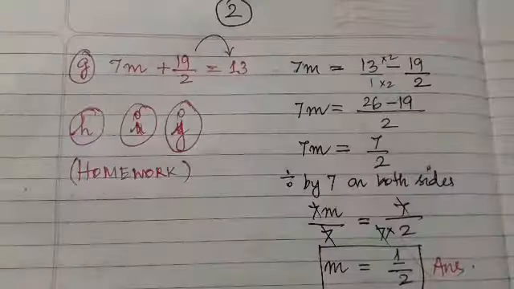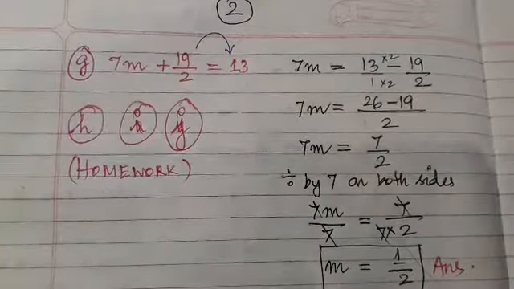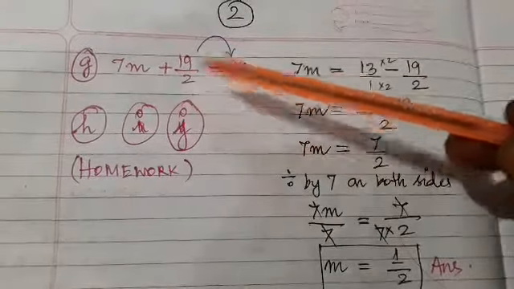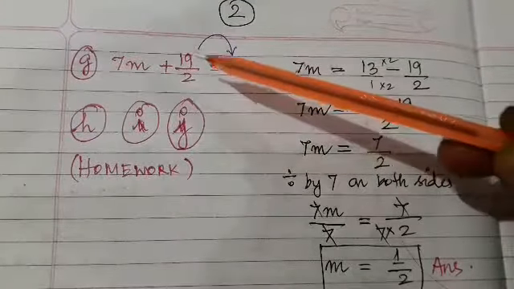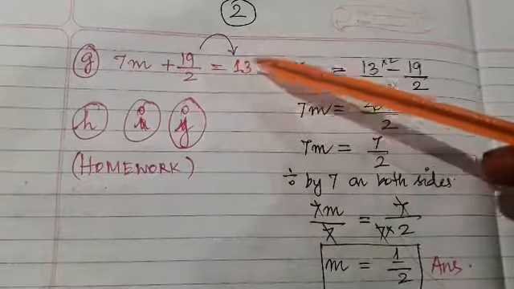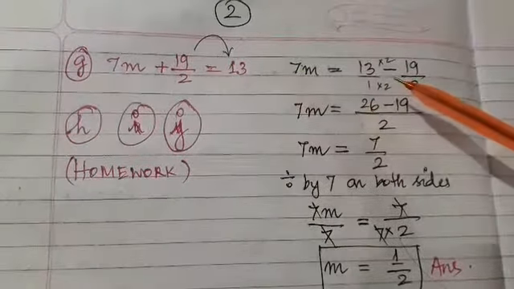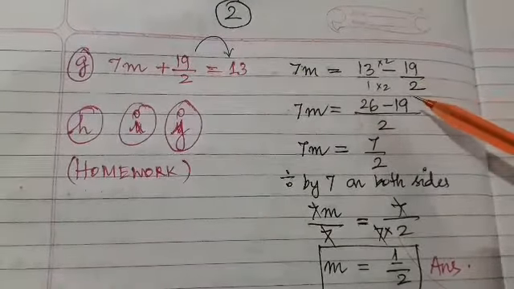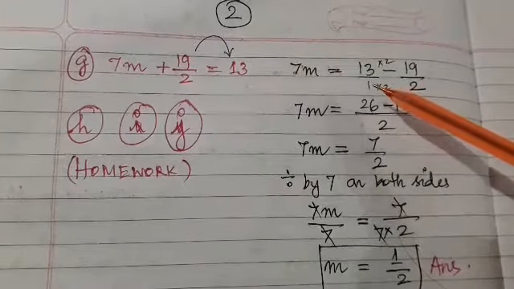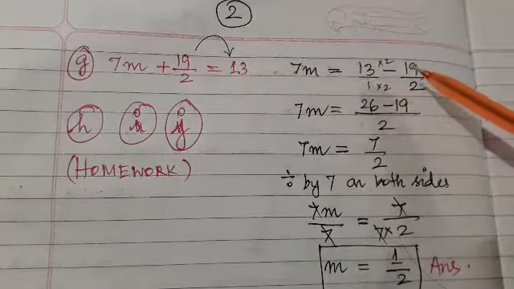Okay. G problem. What is given in the G problem? 7m plus 19 upon 2 equal to 13. Immediately I am changing this number to the right hand side. When it changes, what will happen? It will become minus 19 upon 2. So here 13 is already there, so 13 minus 19 upon 2.